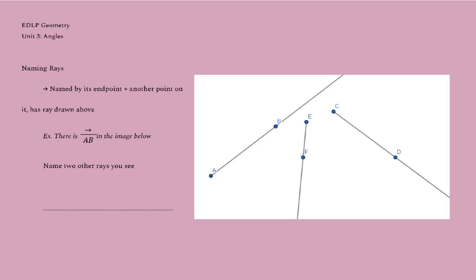Rays get named again by 2 points, but it starts with its endpoint, and there's just another point. And then above it, its notation, it gets what looks like a ray. Well, it goes on in one direction. So there is ray AB in this image. I could not call it ray BA because B would have to be the endpoint, and it's not. There is no ray BA. But there is this ray AB. So there's 2 additional rays in this image that you should be able to identify.